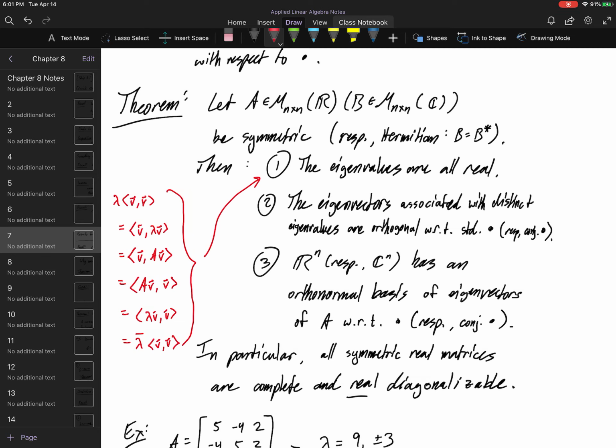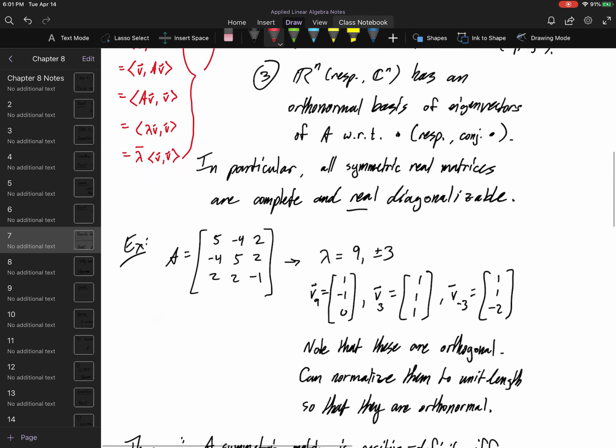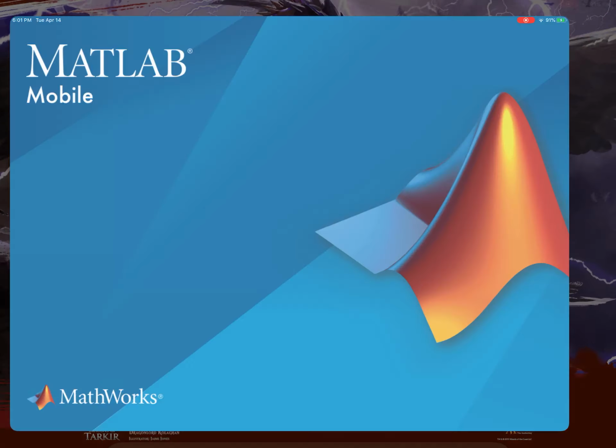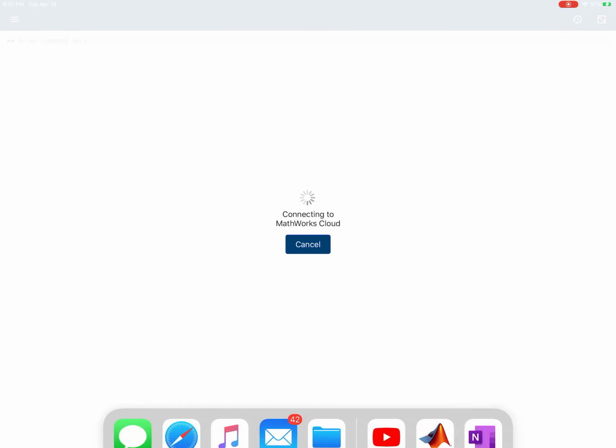So in particular, all symmetric real matrices are complete and they are real diagonalizable. And this is huge. The fact that we get real eigenvalues is extraordinarily important for what is to come when we define the singular value decomposition. We need this fact. So let me outline for you real quick that for larger systems, this is going to be the case, that we do get real eigenvalues for a symmetric matrix. I can verify all of this. In fact, I'm going to.